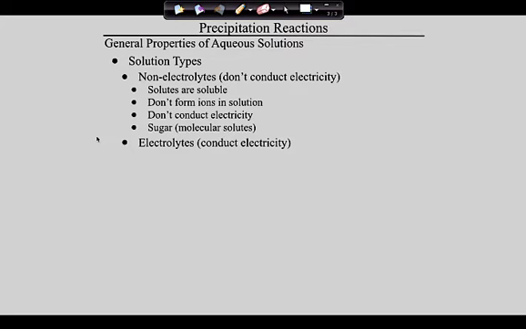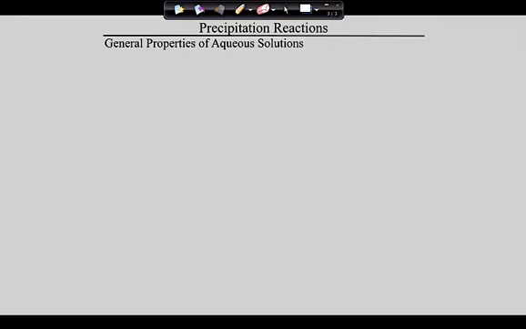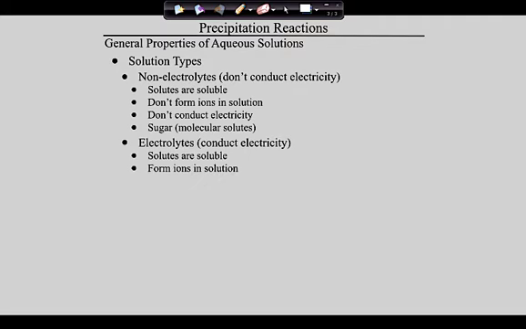Do electrolytes dissolve in water? Yes. But when electrolytes dissolve in water, they form ions in solution. And these ions conduct electricity. Examples of these? Salts. Sorry, that was two clicks for the price of one. Examples of these are salts, or if you just want to say table salt, that's fine.